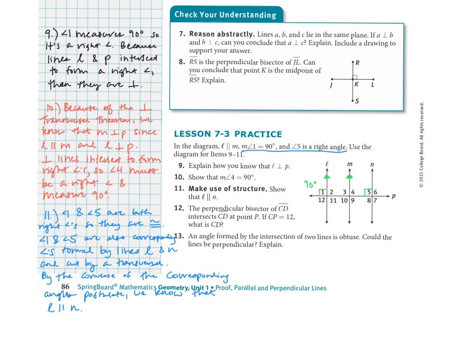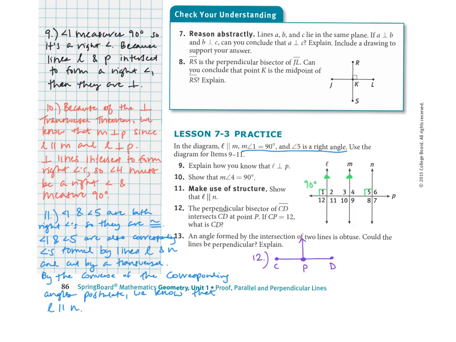Now, let's go ahead and look at number 12. All right, so number 12 says the perpendicular bisector of CD. Oh, okay, so we're going to have to draw our own picture for this. So we have segment CD, and it says the perpendicular bisector of it intersects CD at point P. So let's imagine a perpendicular bisector at point P. Maybe we have a ray going the other way, okay?